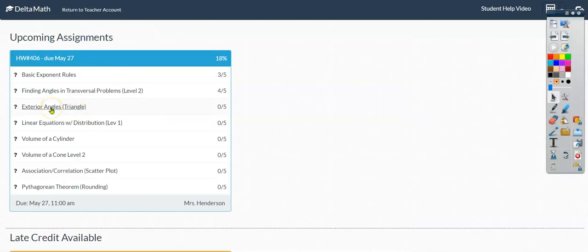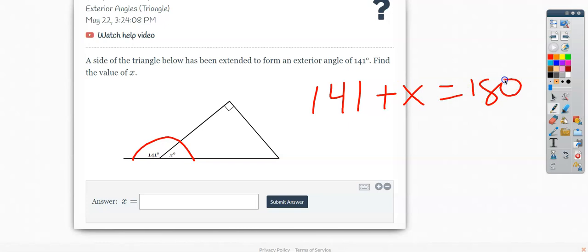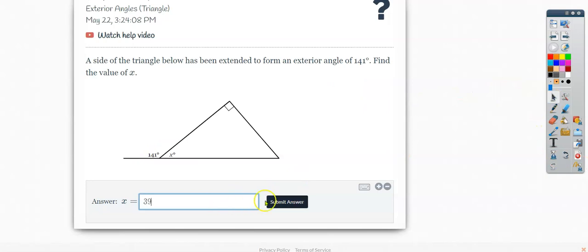Alright, next topic, exterior angles of a triangle. Now these two angles make a straight line. They are supplementary. In addition, this exterior angle is equal to the sum of these two remote interior angles. The two angles it doesn't touch or isn't adjacent to. But we could take a shortcut on this one because 141 is adjacent to the missing angle and that makes them supplementary. So subtract 141 from 180, and you get 39 degrees. So I can type that in here.